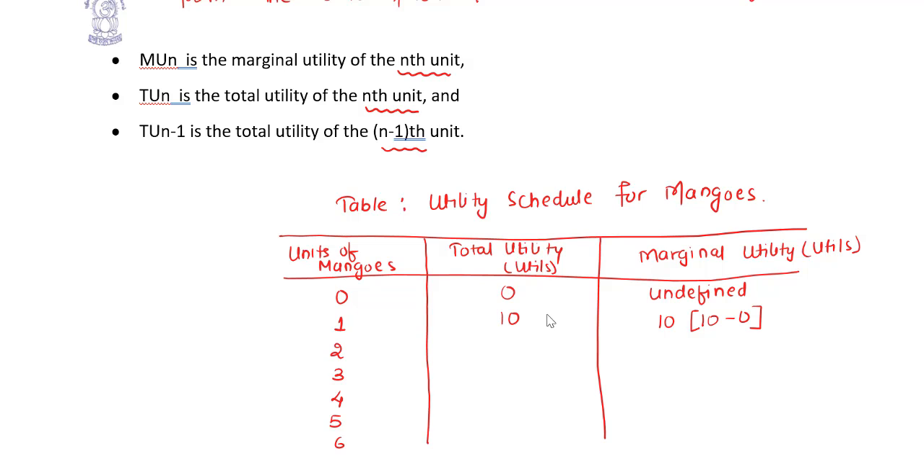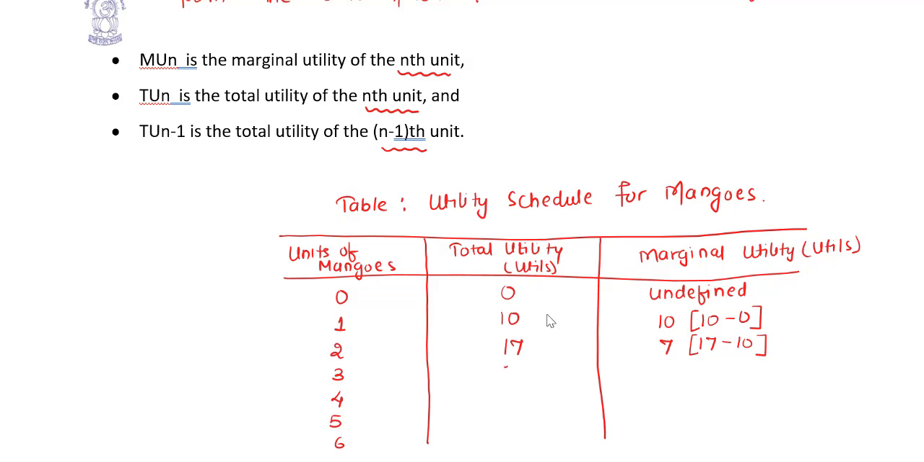When we consumed 2 units of mangoes, the total utility is 17. You should understand one thing, students: for the first mango we had a lot of craving, so the very first mango gave us more utility, that is 10. But when we had another mango, it gives us utility, but not as much as 10 utils. So it is total 17 utils, and the additional is 7. From where did you get 7? 17 minus 10.